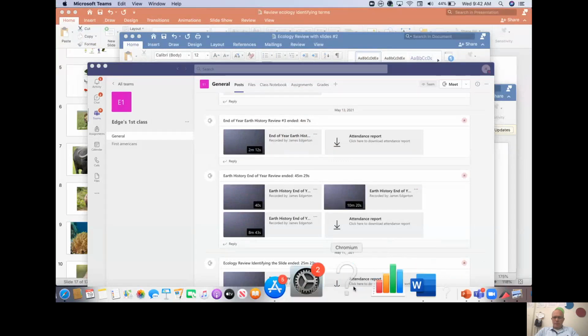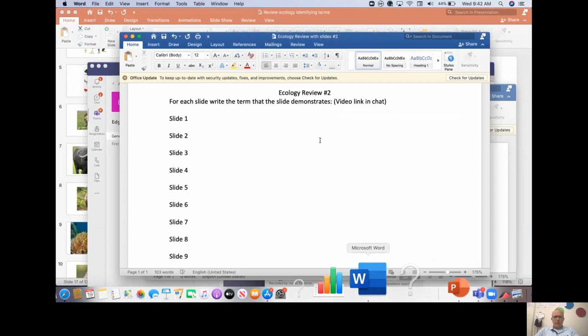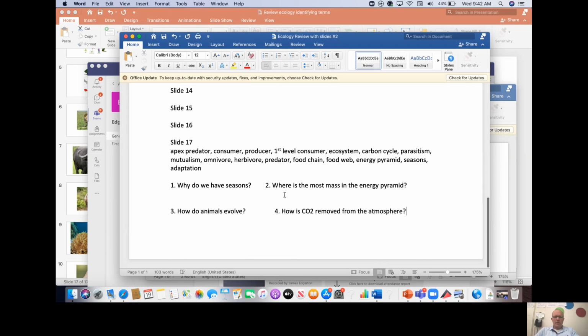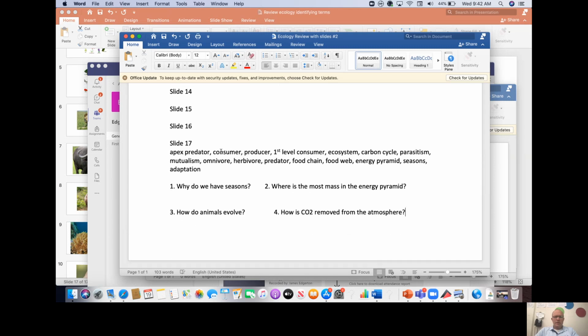And with identifying slides. So I'm going to share my screen here. It's going to be ecology review, and pull up the lesson, just the words from the lesson. There's 17 words here.